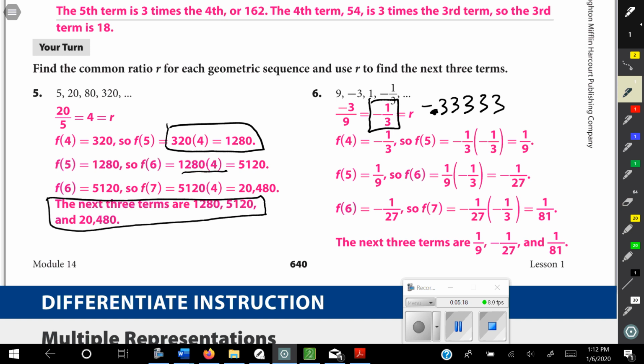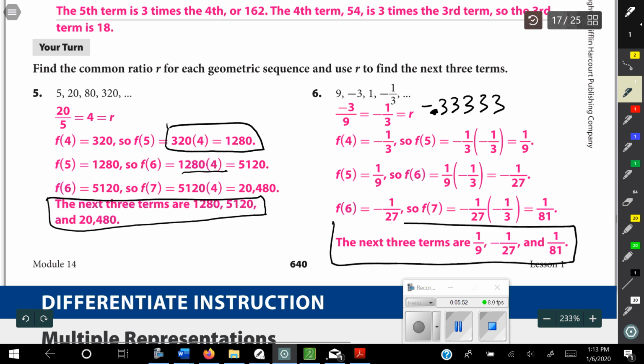All right, over here, when you do negative 3 divided by 9, it simplifies to negative 1/3. And then the last term here is negative 1/3. So you multiply negative 1/3 times negative 1/3, you get positive 1 over 9. Then you take the positive 1 over 9 and multiply by negative 1/3, you get negative 1 over 27. Then take the negative 1 over 27 and multiply by negative 1/3, you get positive 1 over 81. So that's how you get these terms here.